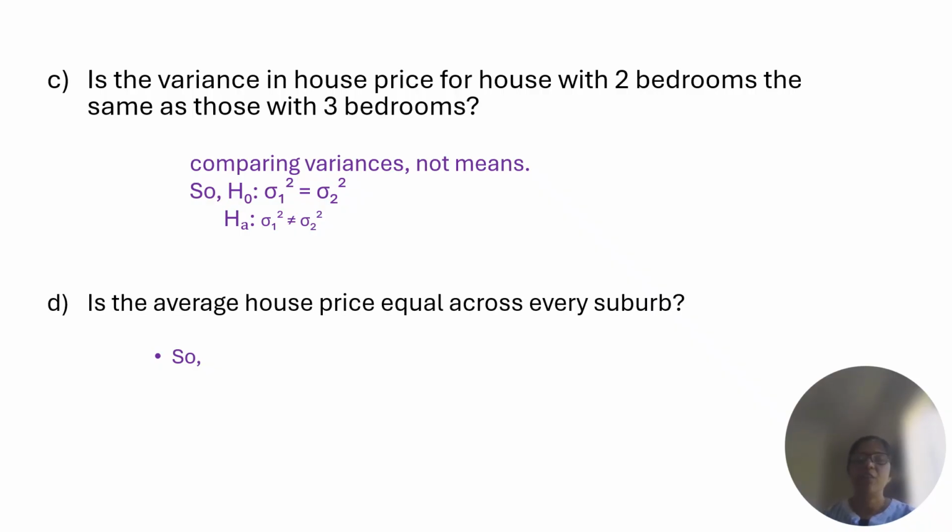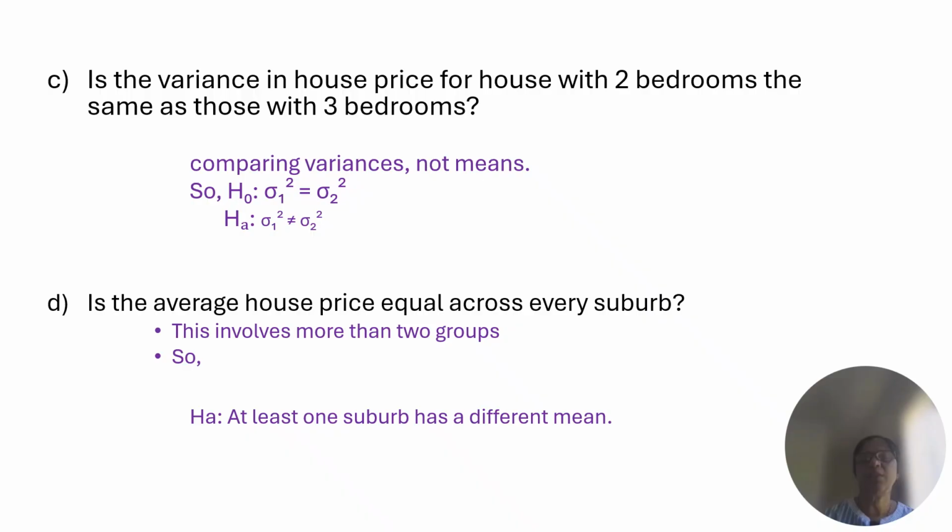Part D: is the average house price equal across every suburb? Unlike the other 3 questions, this question involves more than 2 groups. So here the alternative hypothesis is that at least one of the suburbs has a different mean. The null hypothesis is that all the suburbs have the same mean. If you are going to write it symbolically, you can use mu1 equal to mu2 equal to mu3 equal to mu4. The alternative hypothesis is that at least one of the means is not equal.